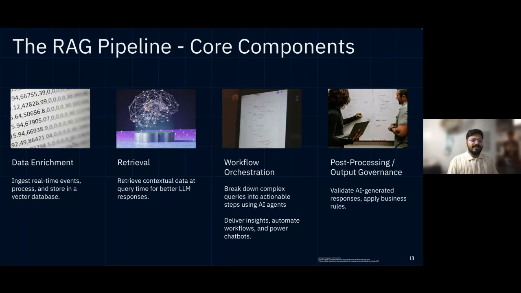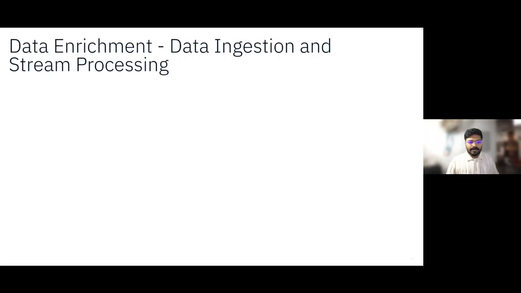The workflow orchestration is where we split the query into multiple steps by using AI agents and deliver insightful automated workflows. Post-processing of the whole pipeline is where you filter out the information that is not required for certain uses, governing the data so that it doesn't go to people who don't have access to it.